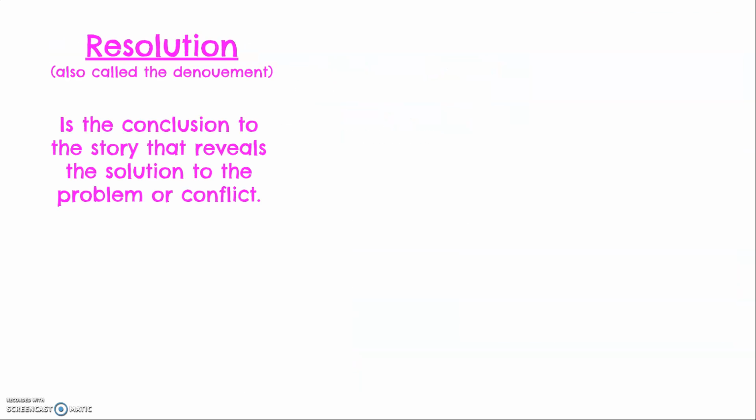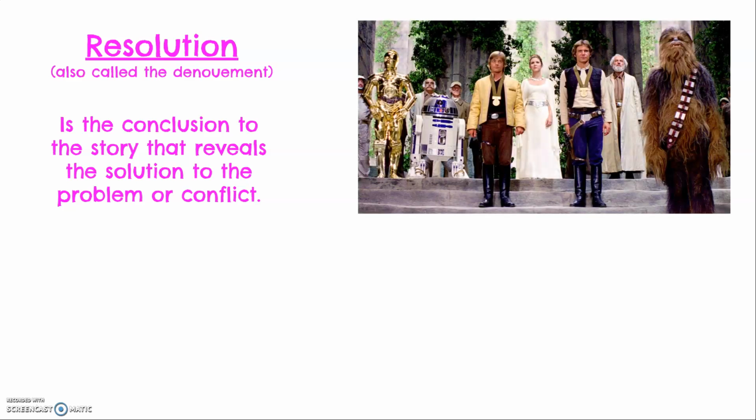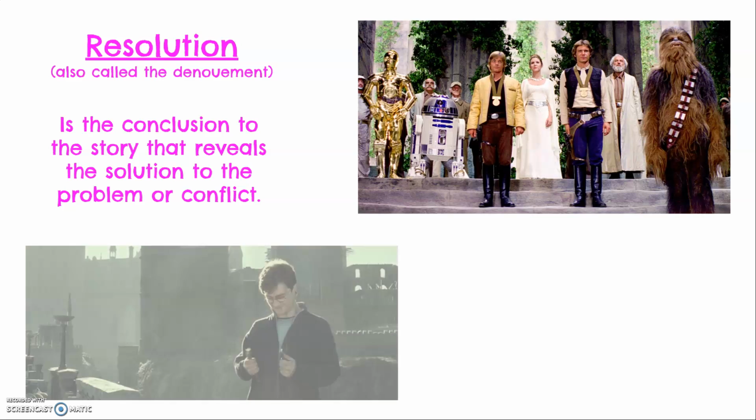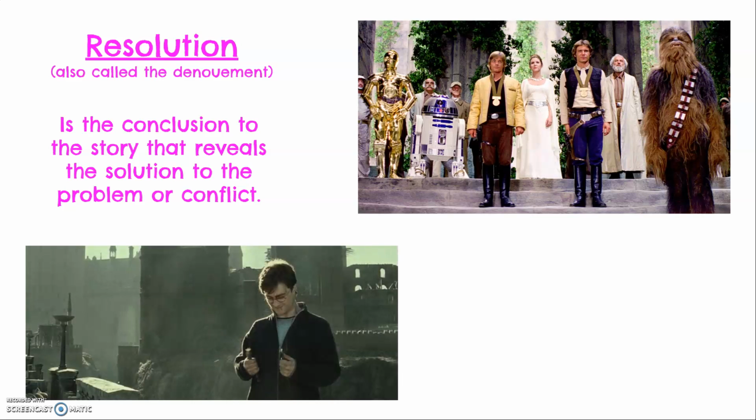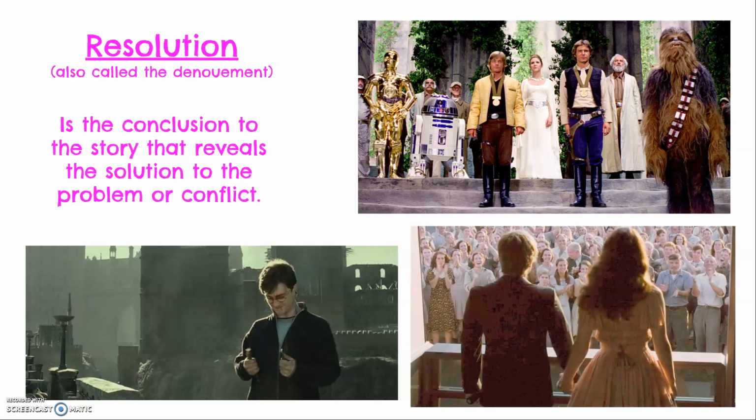And the resolution, or denouement, this is the conclusion. So in Star Wars, it happens immediately. Everybody gets a medal. Princess Leia's back in her dress, yay. Harry gets rid of the Deathly Hallows and decides what to do with the rest of his life. And in the Hunger Games, Katniss and Peeta are victors. Or are they?